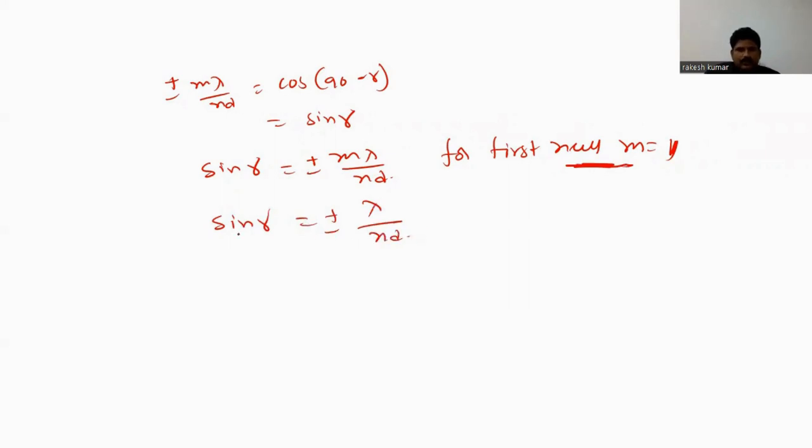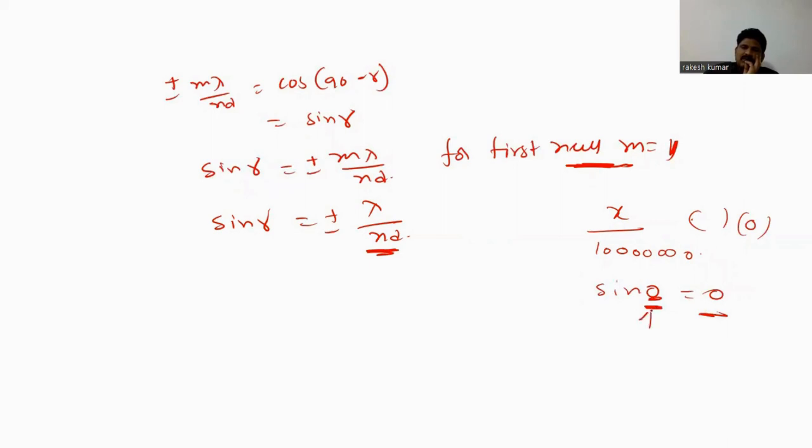For example, if gamma is very, very small. Why is gamma very, very small? Let us consider n. There are some 1 lakh elements, or 1,000 elements. So some x component divided by so many elements, this value will become 0. What is the value of sine 0? Sine 0 value is 0. Whenever the value of this is very small, this value also becomes the same. Since n is very, very high, if n is very, very large, the gamma value becomes very, very small.